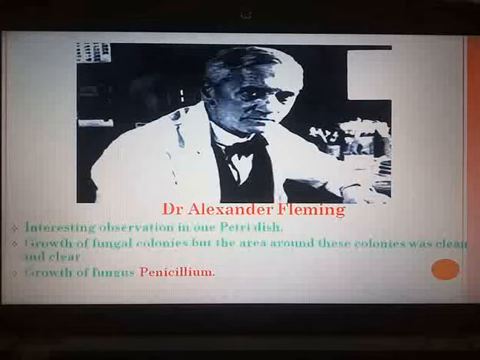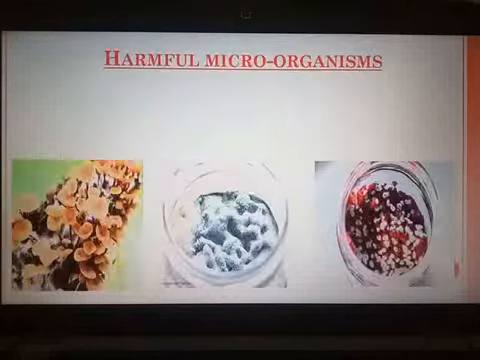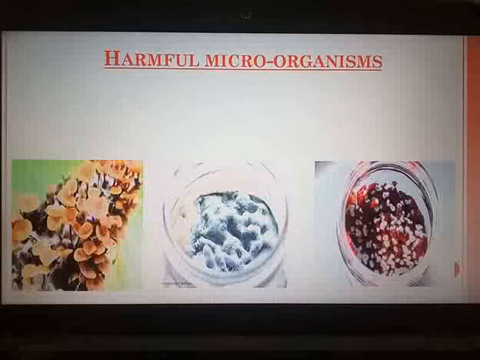Now we move towards the next part. As we say, every coin has two sides. Harmful microorganisms. The word itself tells you that the microorganisms which cause diseases, which harm not only human beings but also plants and animals, are termed harmful microorganisms.